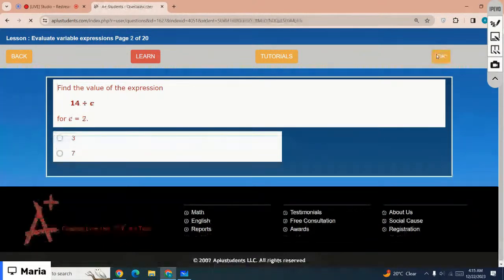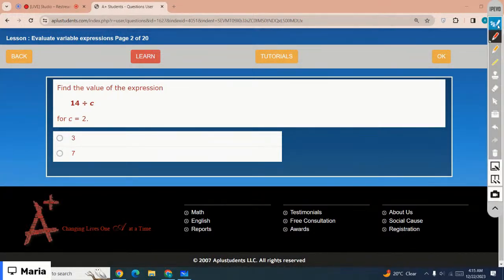Find the value of the expression 14 divided by C for C equals 2. You are given the value of C is 2. The mathematical expression you are given is 14 divided by C. You just need to replace the C with the value. The value of C is 2, so you have to do 14 divided by 2, and then evaluate. 2 times 7 equals 14. Yes, very good. The correct option is 7.